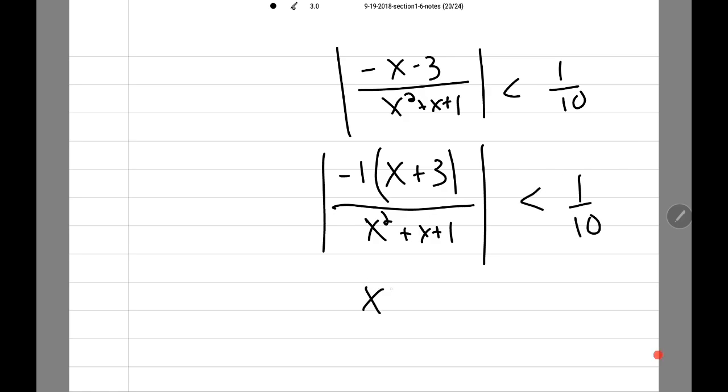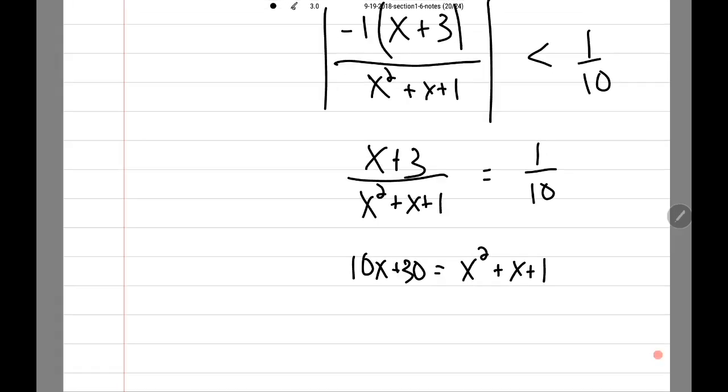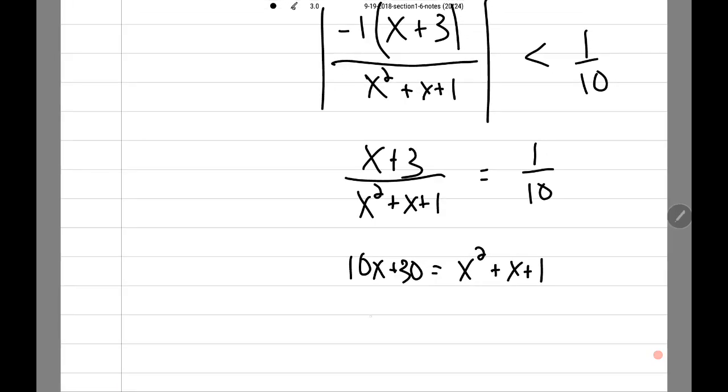And essentially what I can solve to figure out my m value, I need to be bigger than this. Now, I can cross multiply this, so I do 10 times x plus 3 and get 10x plus 30 equals x squared plus x plus 1. And then I got to solve this quadratic by setting this left side equal to 0. So that gives me x squared. I got x minus 10x, so that's minus 9x. And then 1 minus 30 is minus 29.